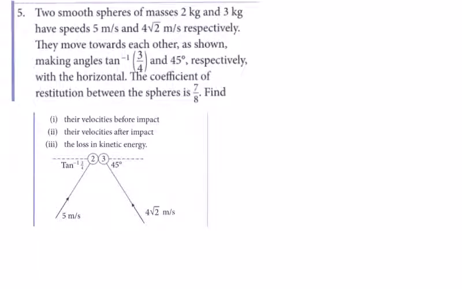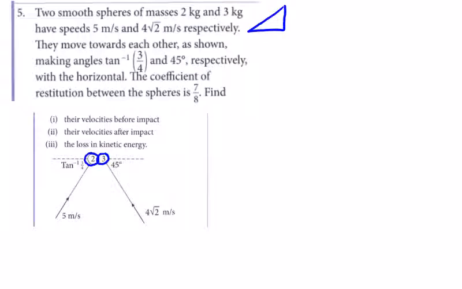In question 5, we have two smooth spheres of masses 2 and 3, and they have speeds 5 and 4 root 2, and they're moving towards each other as shown, making angles inverse tan of 3 over 4, that's the smaller one here, and inverse tan of 45 degrees, we're told, for the other one. So let's just get our sine and cos here so we can get our velocities.